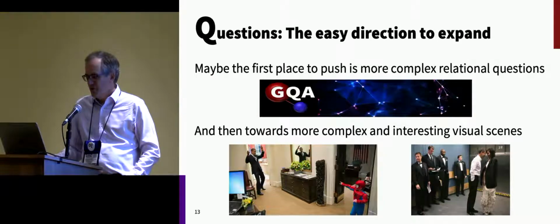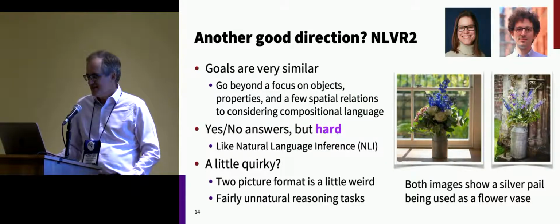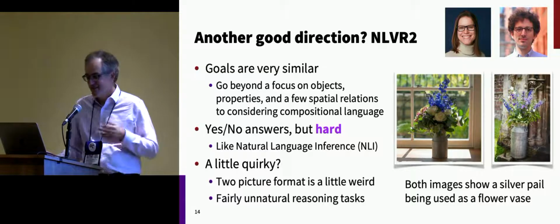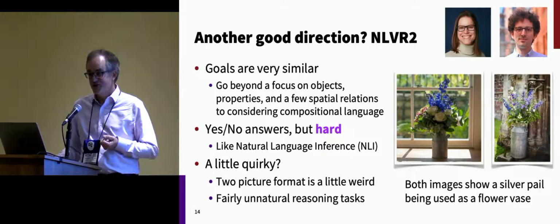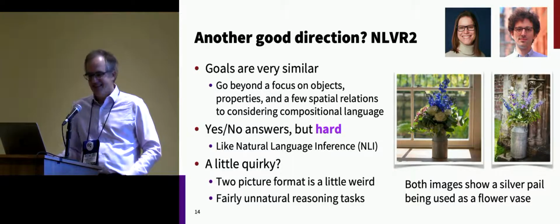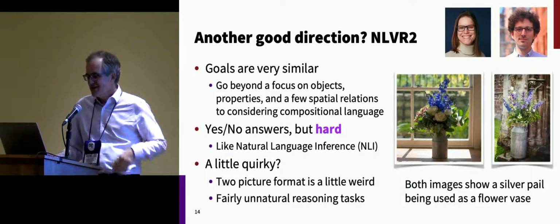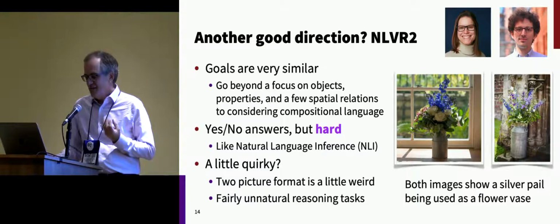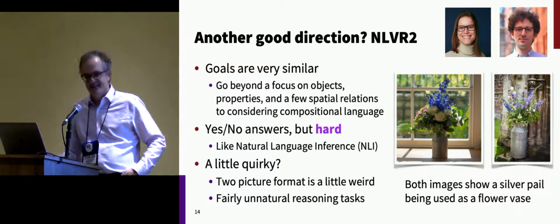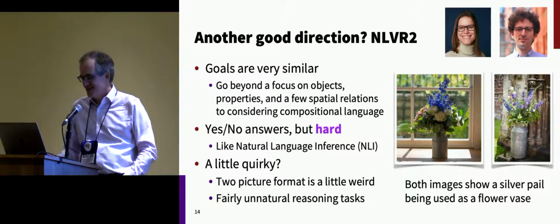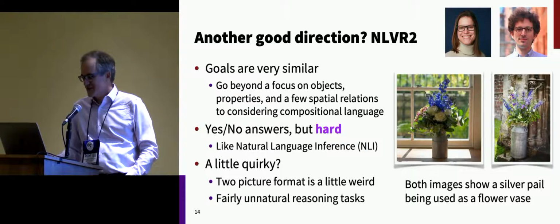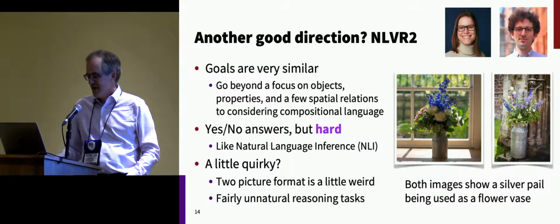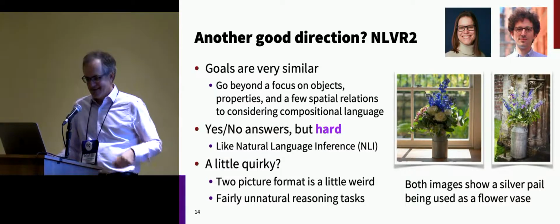This isn't the only way to go. Another interesting data set is NLVR2. I won't say much about it, since Yoav Artzi is meant to be, I presume, talking about it at the end of the day today. The goals are very similar, wanting to go beyond these simple object and property questions. An example of a question is on the right side. There are 2 pictures, and the statement: both images show a silver pail being used as a flower vase, as they say in this country.